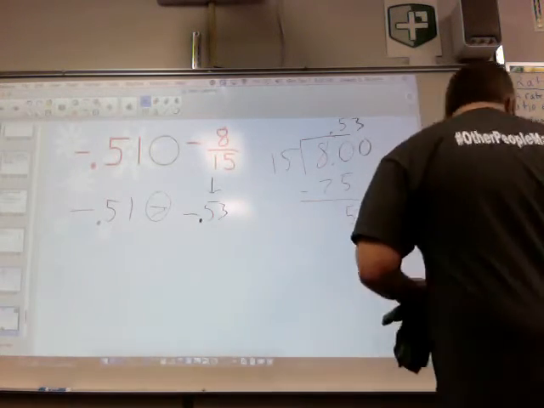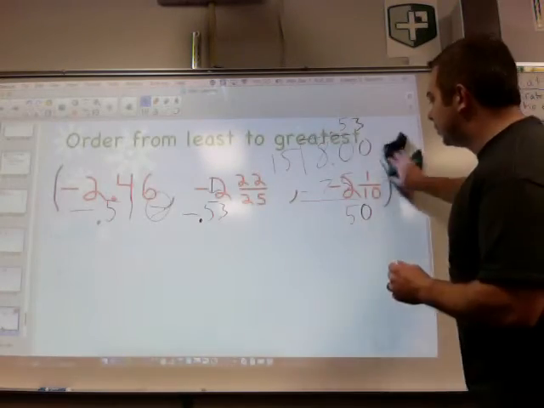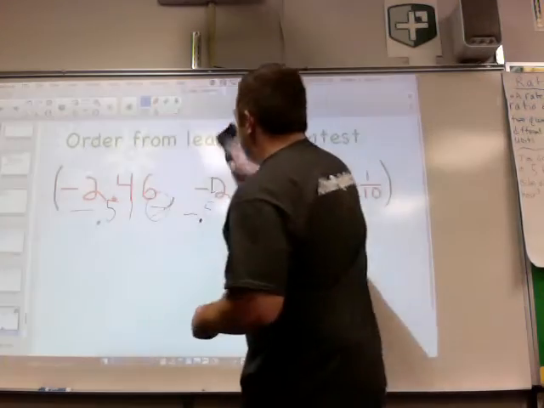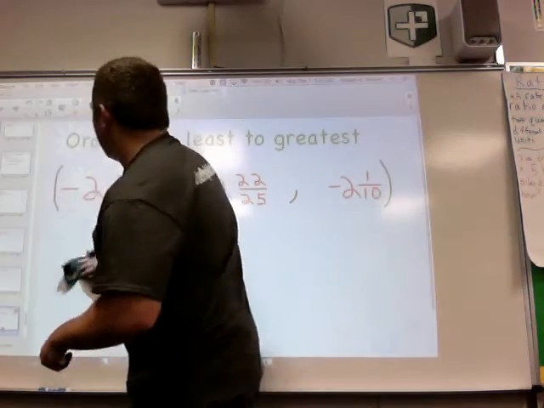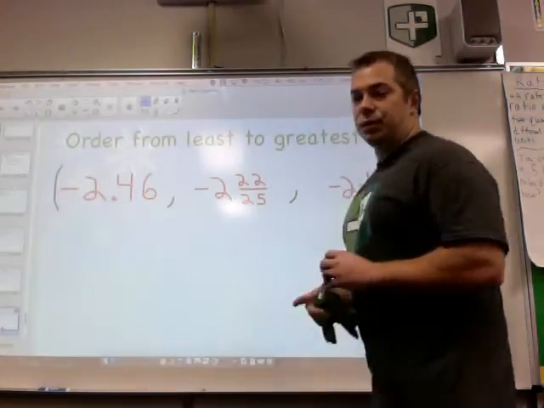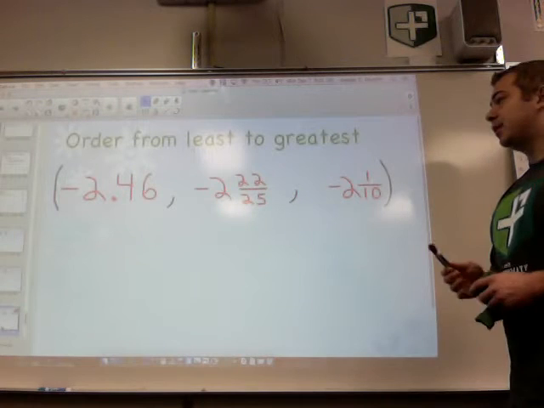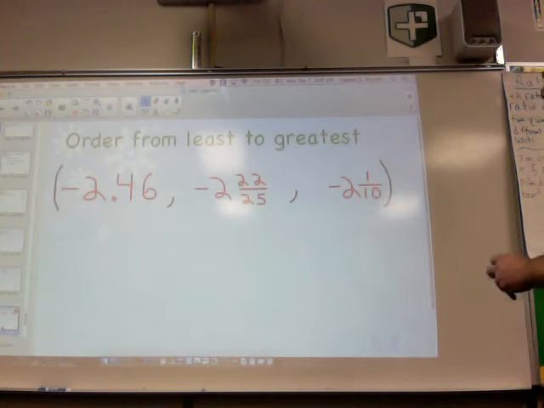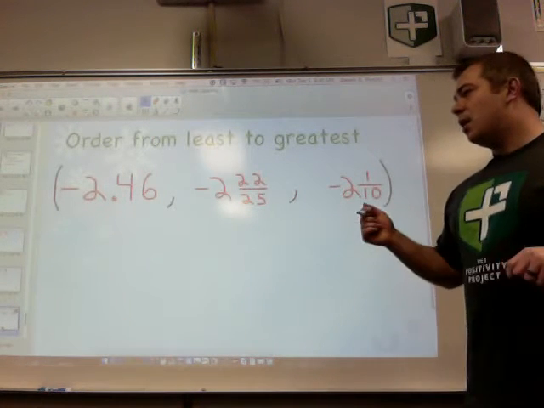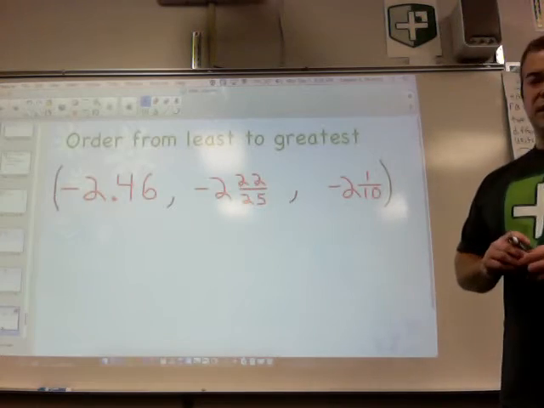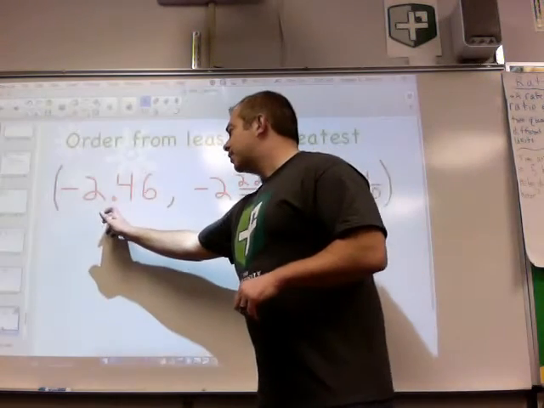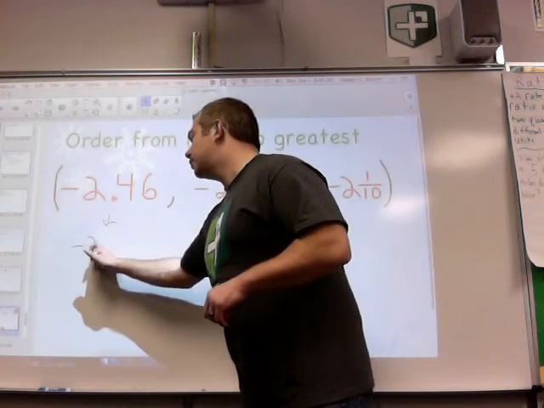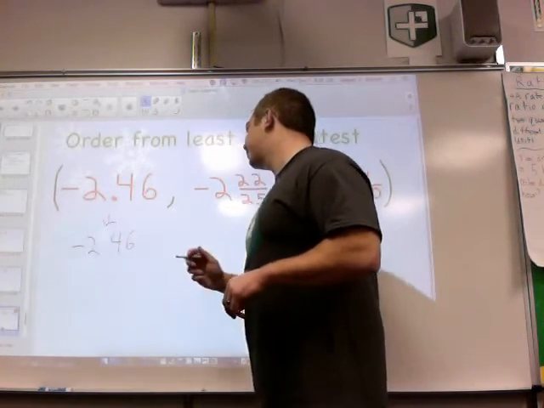Okay? One last example of something we have to do, because you'll see this in your work. Sometimes you have to order and compare more than 2 rational numbers. We have to order these from least to greatest. So I have to rewrite all of these. I like to keep them all in decimal, so this one is fine. It's going to say negative 2 and 46 hundredths.